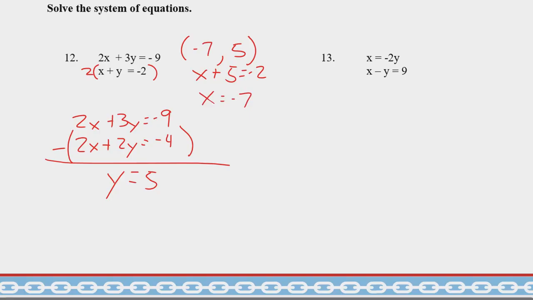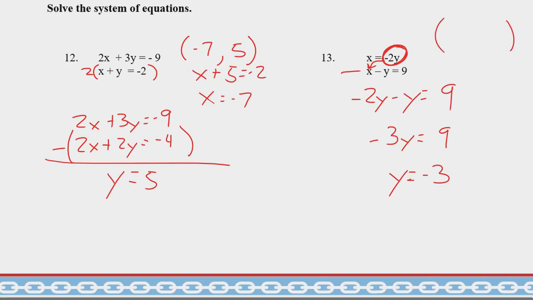For number 13, I'm going to use substitution. X minus y equals 9 here in the second equation. Up top, they tell me x equals negative 2y. So I'm going to sub that in to the second equation. X minus y equals negative 9. But instead of writing x, I'm going to write x's other name, which is negative 2y. So that gives me negative 3y equals 9. So when I divide away that negative 3, I get y equals negative 3.